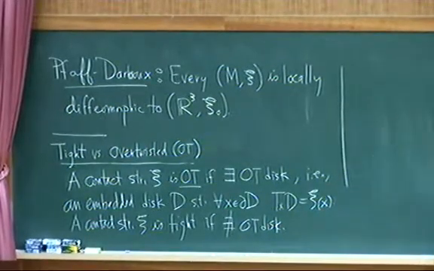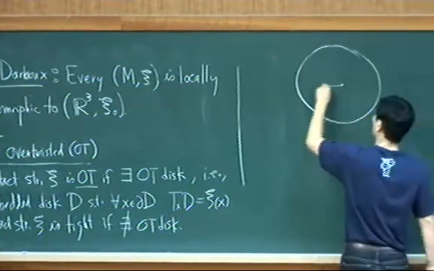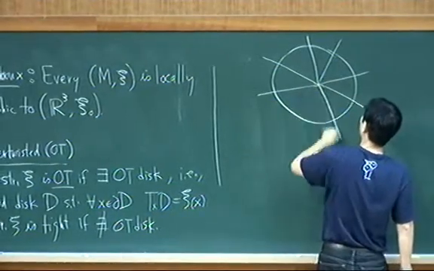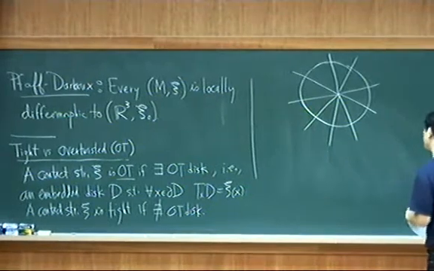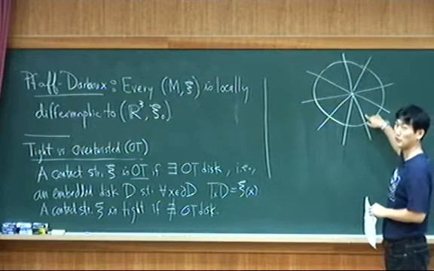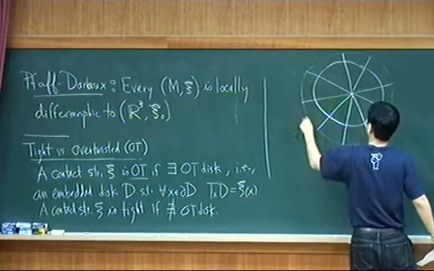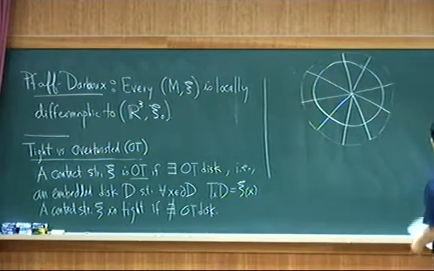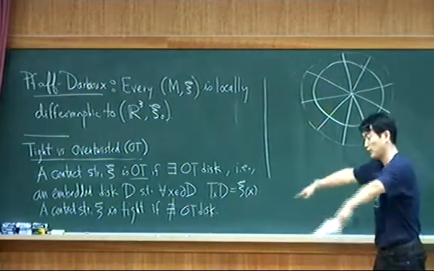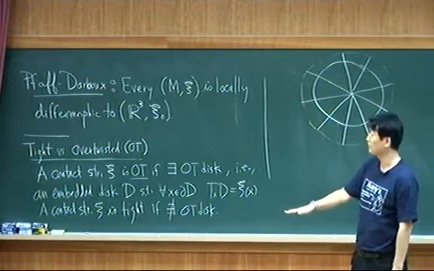And so let me give you a picture of an over-twisted disk first. Maybe I'll first draw this and then explain what this means. What I'm drawing is the characteristic foliation of the disk. This is the boundary of the disk, and at the very middle you have a tangency like this. And this model is radially symmetric.